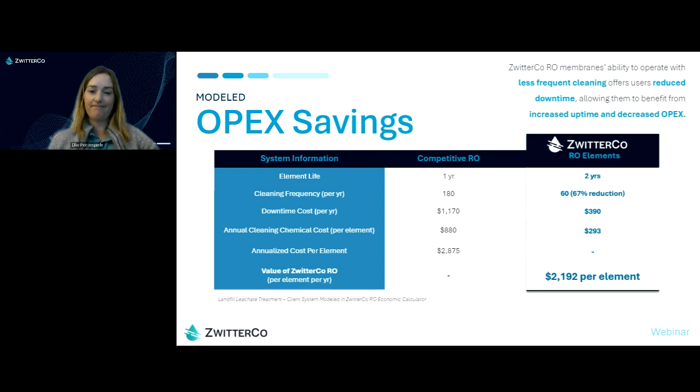This is significant. It's also worth mentioning that this model focuses on an existing RO system that just replaces conventional RO elements with ZwitterCo RO elements. But if you were looking at a new RO system, there are additional opportunities to gain further benefits with ZwitterCo RO. There is potential to increase system recovery and/or operating flux compared to conventional RO elements, which would, of course, further reduce your OPEX.